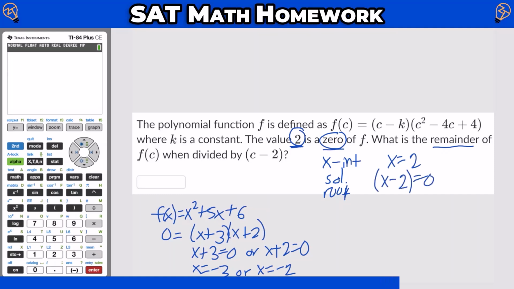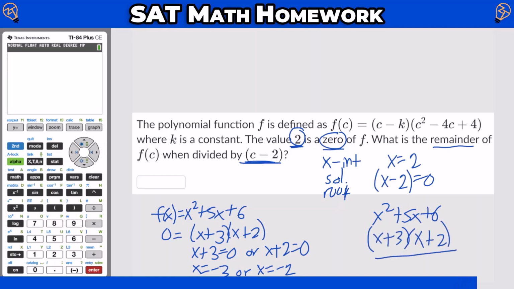So when they're saying, and I guess they're using c instead of x, but the concept's the same, what's the remainder when it's divided by that? Think about the x squared plus 5x plus 6 scenario. That already factored to this. If you divide it by either of its factors, let's say x plus 3, do you get a remainder? No, it goes in perfectly. So what's the remainder? 0.